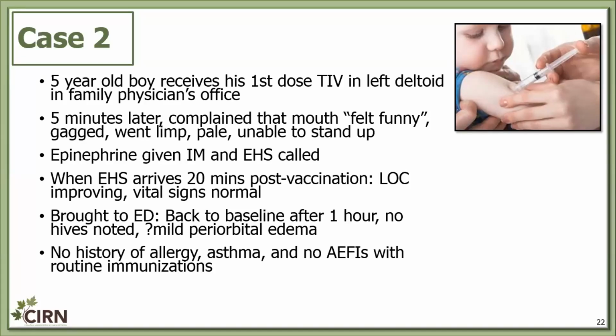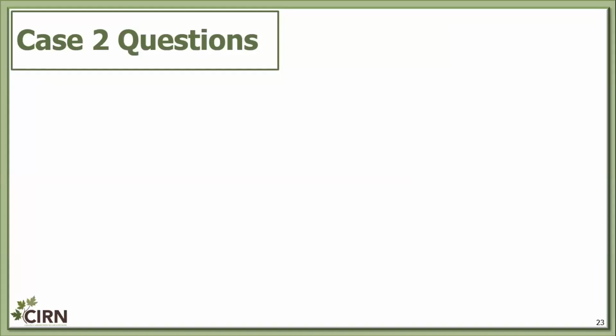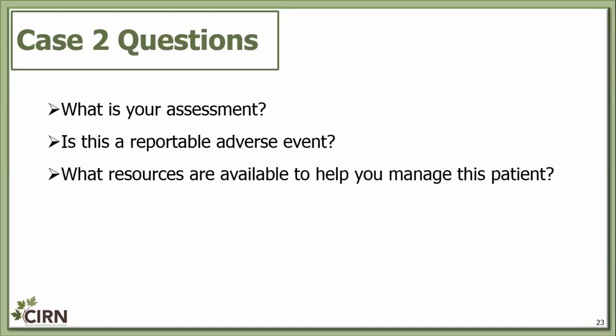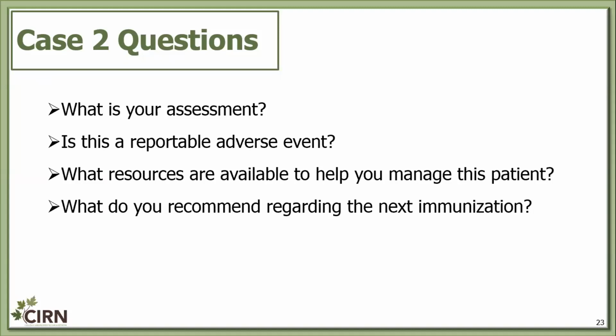And in terms of his past medical history, there's no history of atopy, so allergy or asthma, and no problems with any of his previous immunizations or any of his routine childhood vaccinations. So again, if you're getting this call as working in a public health office, or if you're the physician taking care of this child, you may be considering these questions about what's your diagnosis or assessment, do you need to report this to public health, and then we'll talk about what resources are available to help you manage this patient and what to do next.